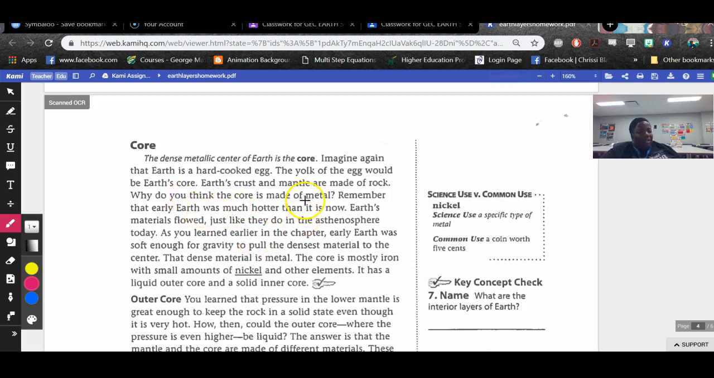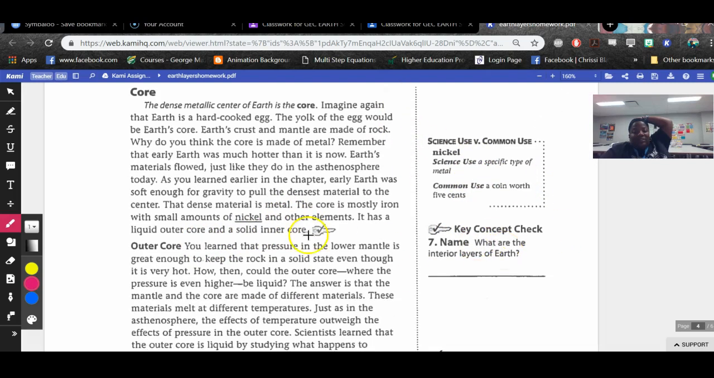Why do you think the core is made of metal? Remember, the early Earth was much hotter than it is now. Earth's materials flowed just like they do in the asthenosphere today. As you learned earlier, early Earth was soft enough for gravity to pull the densest material to the center. That dense material is metal. The core is mostly iron with small amounts of nickel and other elements. It has a liquid outer core and a solid inner core. Ding! So we have nickel here.